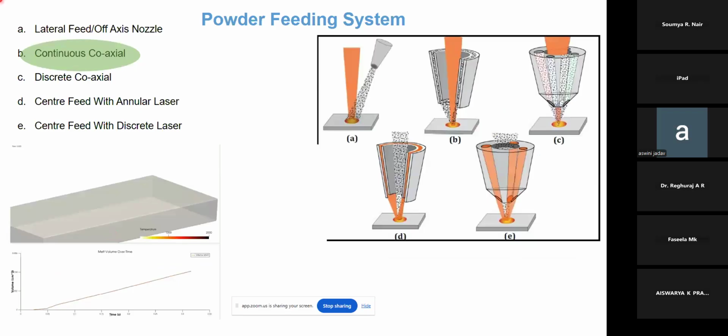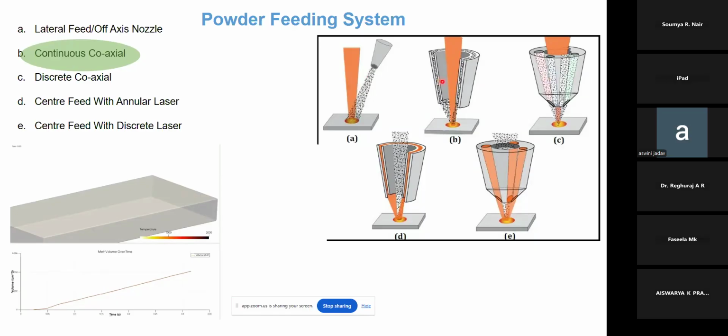So in the powder feeding system, the powder feeding unit has different variants. The very first one is lateral feed. The powder will be fed laterally. At the center, you will have a laser. So you have some angular misalignment, which you call the lateral feed powder feeding system.